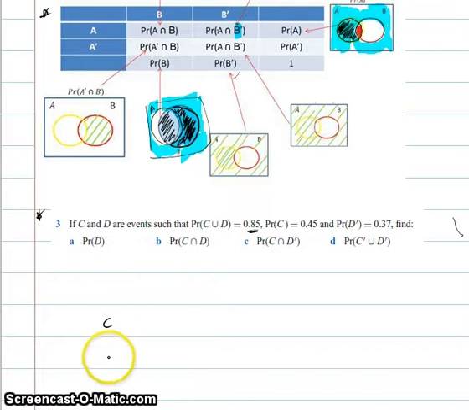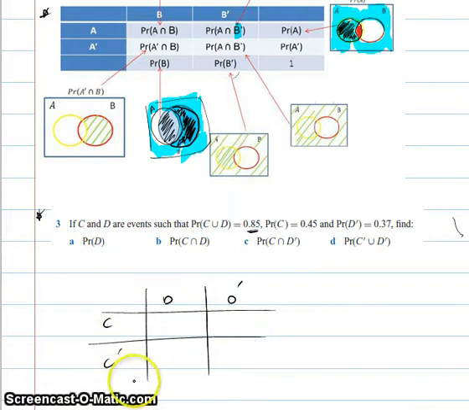So I have C, not C, D, not D. Alright. And now I'm going to color code the information I've got that will help us. So probability of C is here. And if I'm looking at the above kind of map thing here, then this one is going to be the probability of C. So this plus this is the probability of C. So that is 0.45.